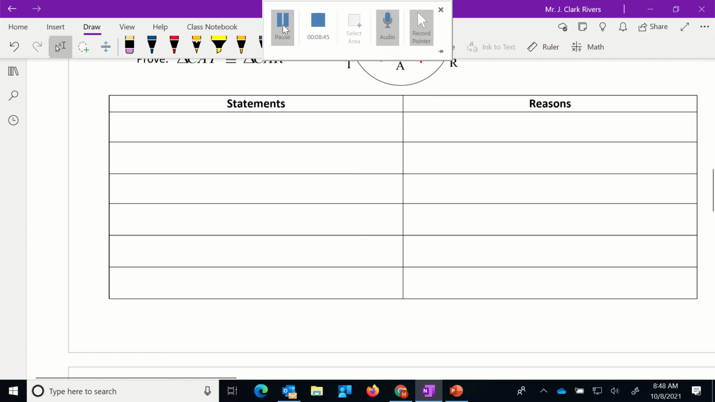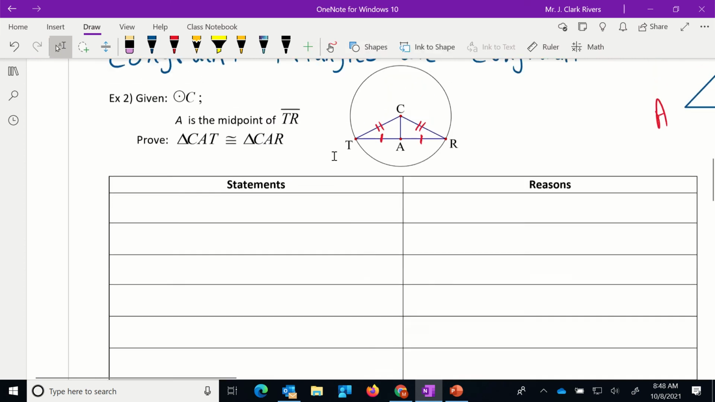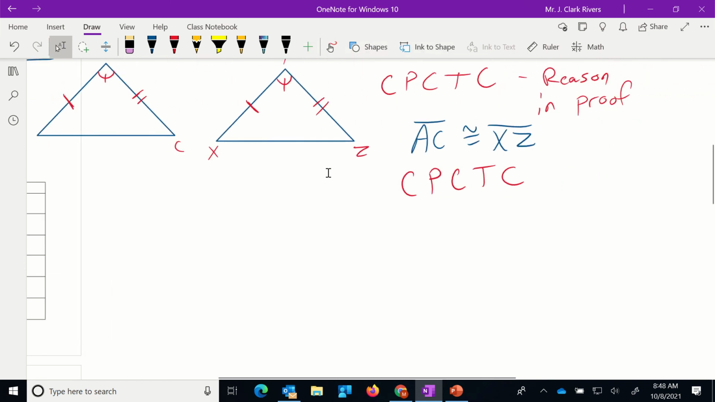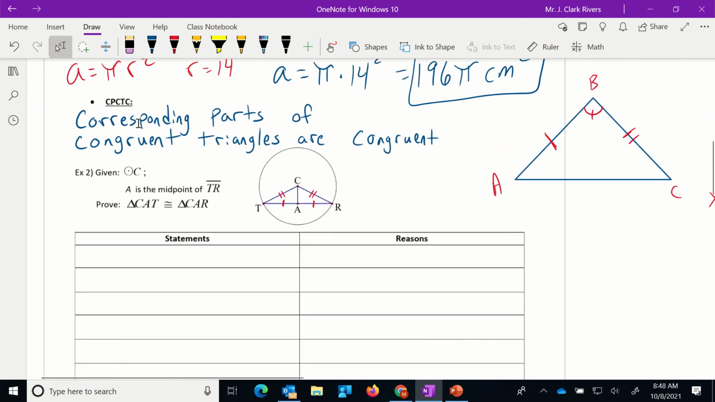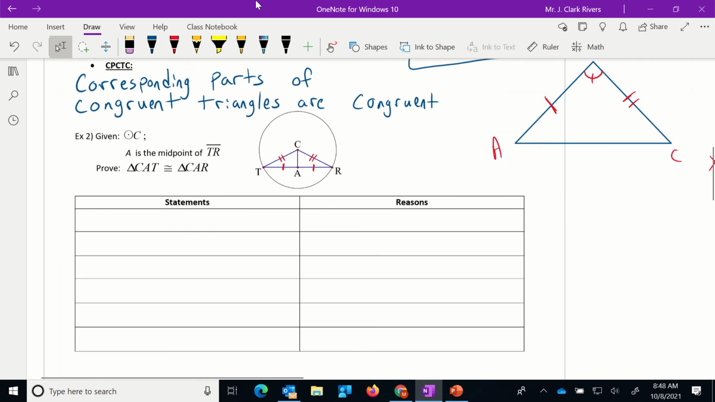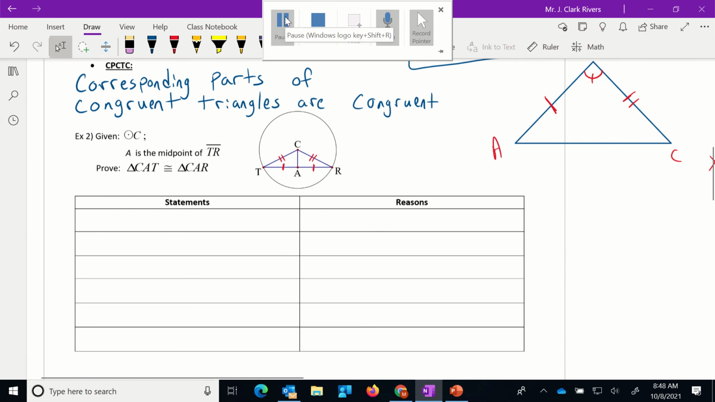Do you have to say under CPCTC over here, corresponding parts of congruent triangles are congruent? Yeah, I'll just leave this up here. So go ahead and try that proof out. I'll give you a few minutes, and then we'll come back together as a group. So if you're watching the video, pause the video now.